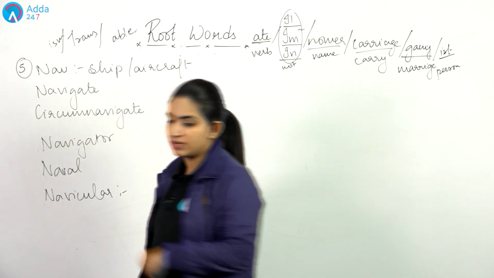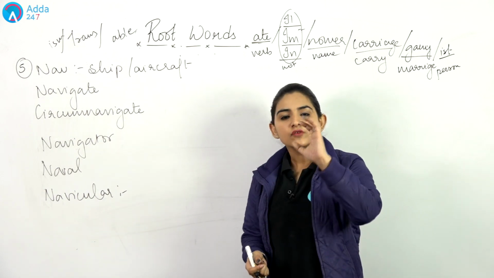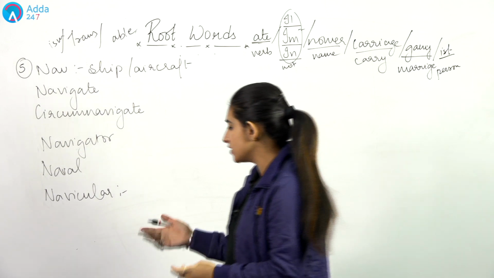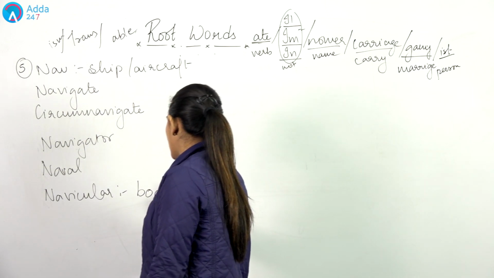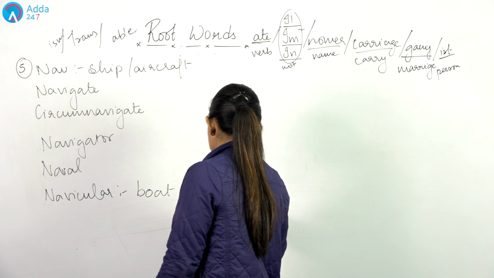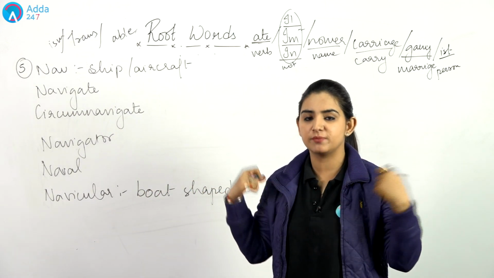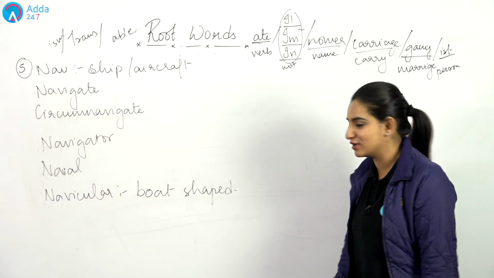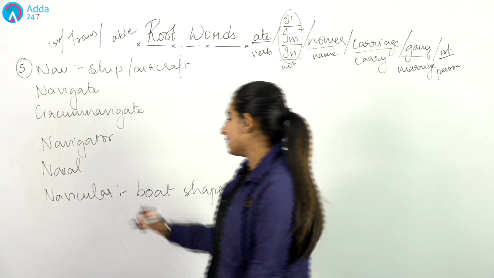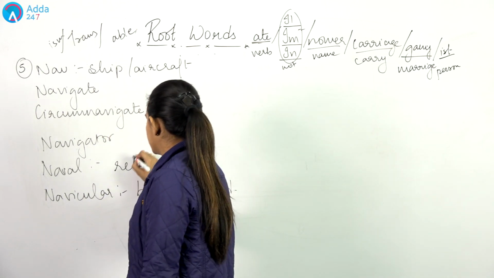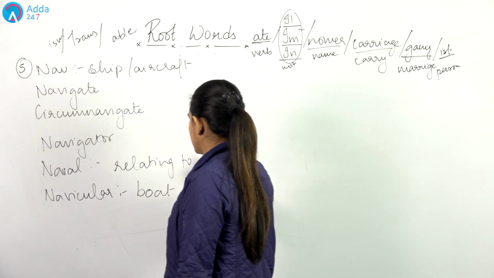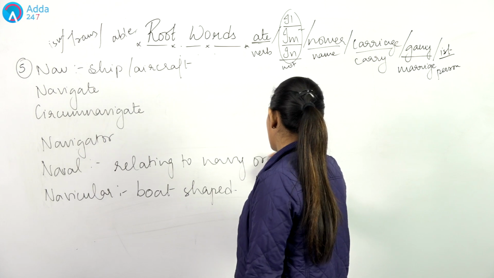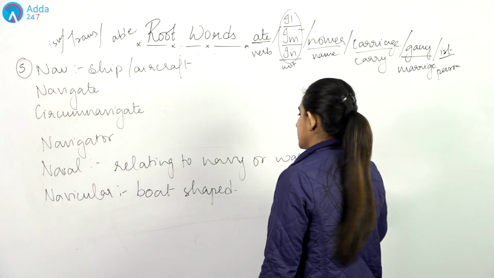So let's start with the last one, navicular. You have a bone in your ankle, and that is boat shaped, right? So navicular is actually what we mean by boat shaped. You must have seen girls, or the girls must be knowing the boat shaped neck that we have in today's modern world. So that is what we mean by navicular. It says boat shaped. Then we have naval. Naval, what does this mean? Relating to navy. Anything that is relating to navy or warships is what we mean by naval.